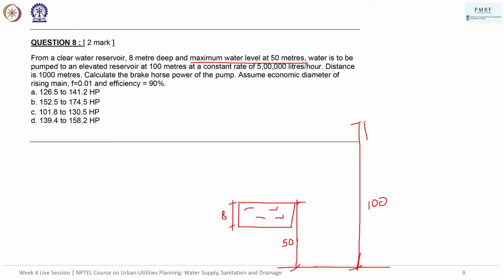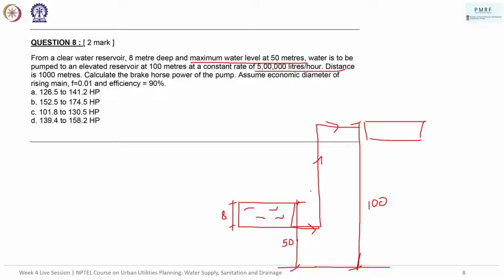So you have a reservoir here. We are going to take it from here and make sure we are pumping it. So we're taking it from here and pumping it to, right? Pardon the bad drawing. I'm using a mouse. So at a constant rate of 5 lakh liters per hour.